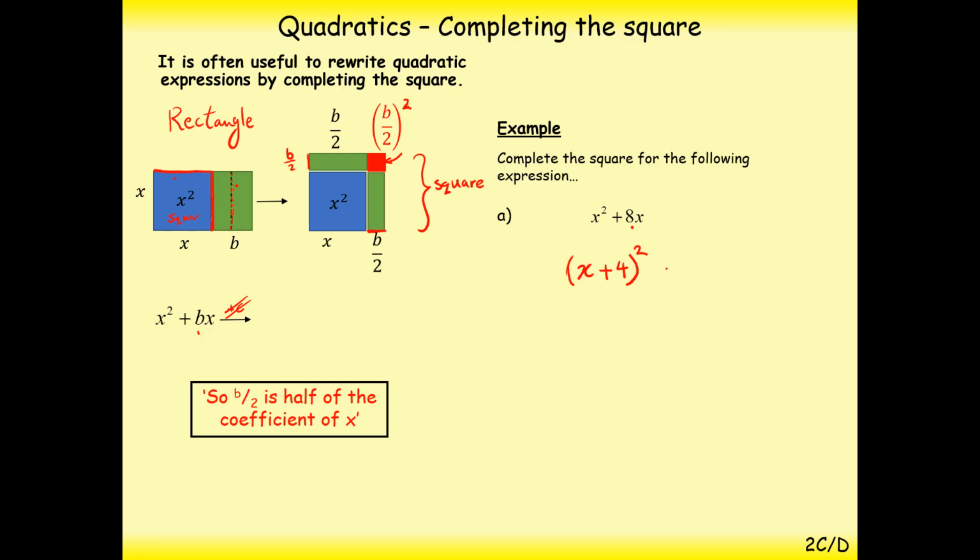Notice that we need to subtract something here. That something is 8 divided by 2 squared. Now 8 divided by 2 is 4, so we need to subtract 4 squared. So x plus 4 inside the bracket squared, minus 4 squared, is the completed square form of this line here. So these two lines are exactly the same. That's x squared plus 8x.